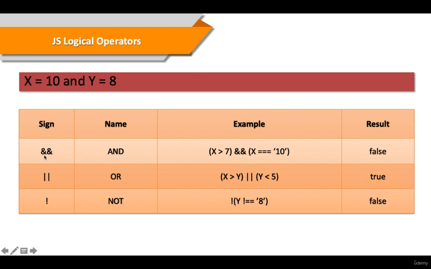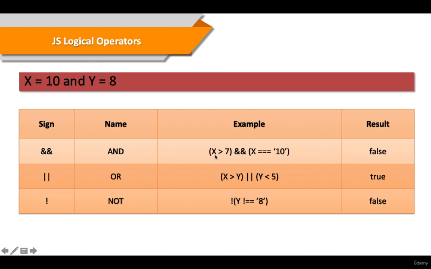So let's have a look at the way that and works. First of all, you write it with two ampersands. And you can see right here that we're using it in an example where x is equal to 10 and y is equal to 8. All right, so the and operator takes two sides. There's a left side and a right side, and then the and operator goes in the middle. So the way that you would read this is x greater than 7 and x triple equal to string 10.